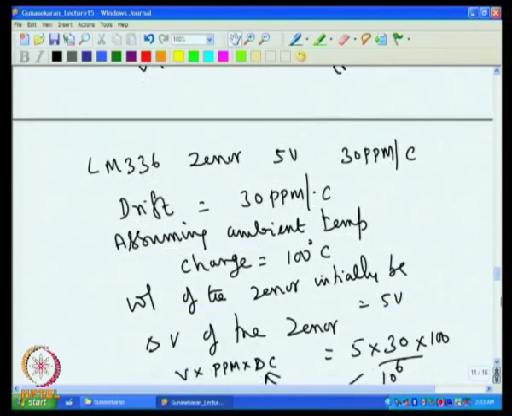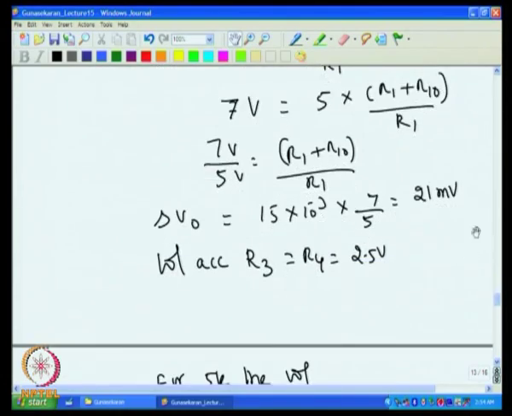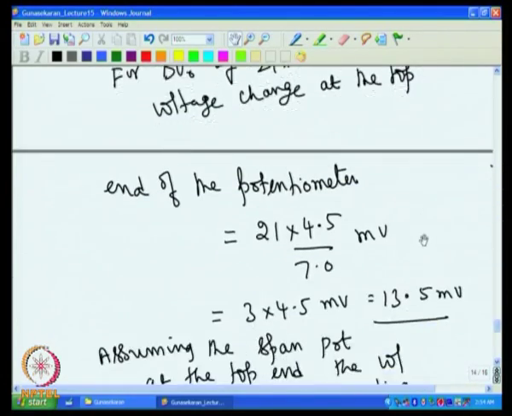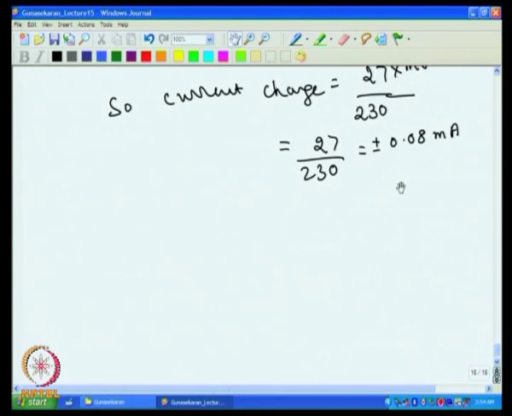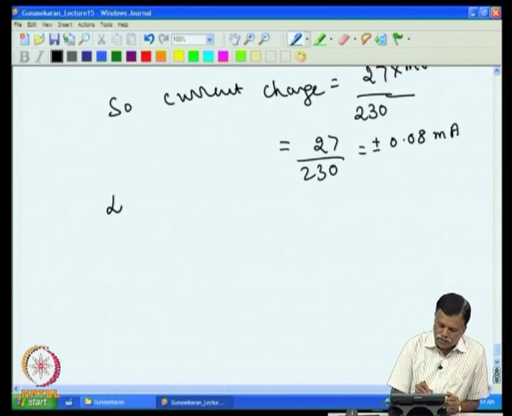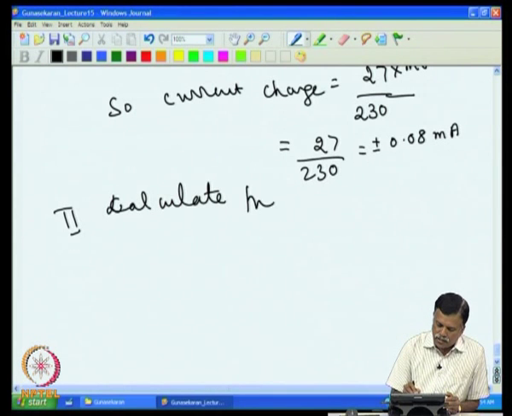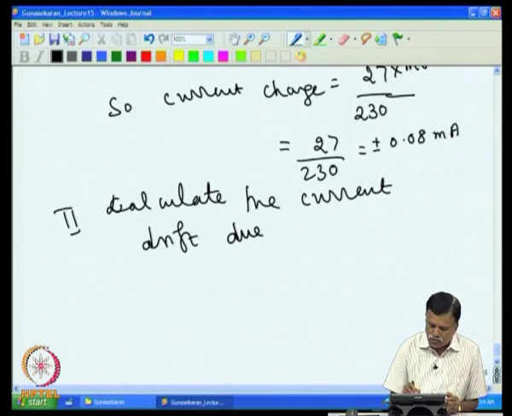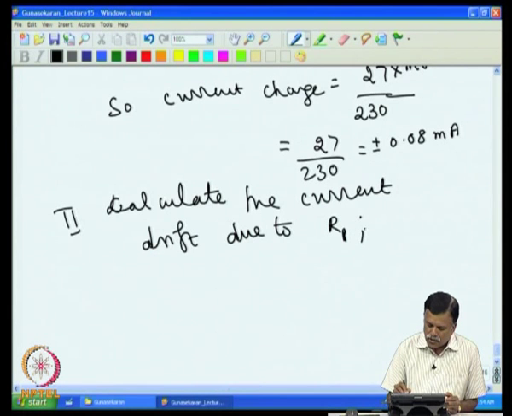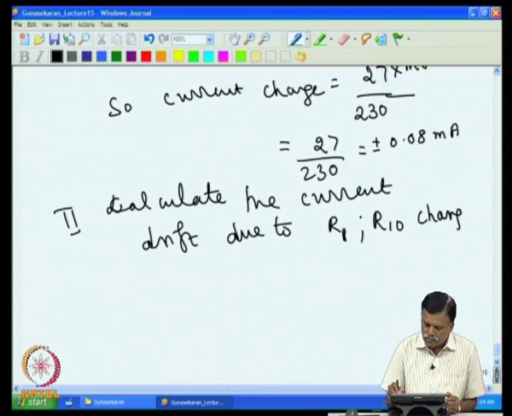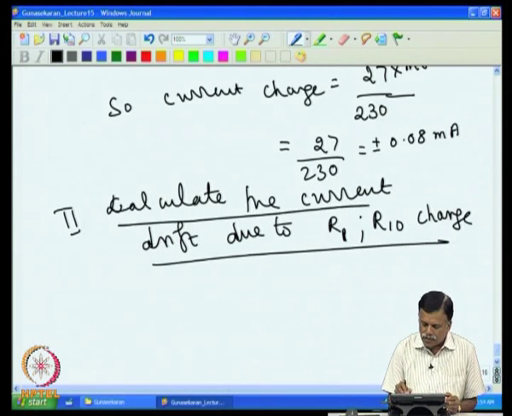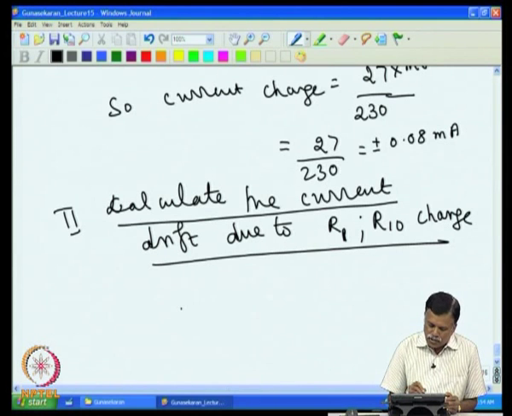So, assuming R1 as 100k, because we can't keep a low value, that low value will consume a lot of current. Let R1 be 100k. Next, the second thing we calculate is the current drift due to R1, R10 change. That is what we are going to calculate. So, R1 equal to 100k. So, R10 is how much?